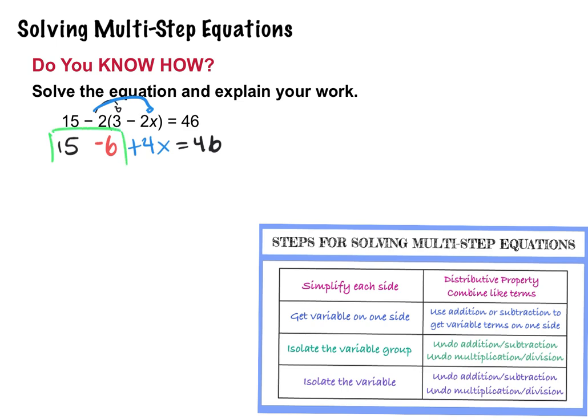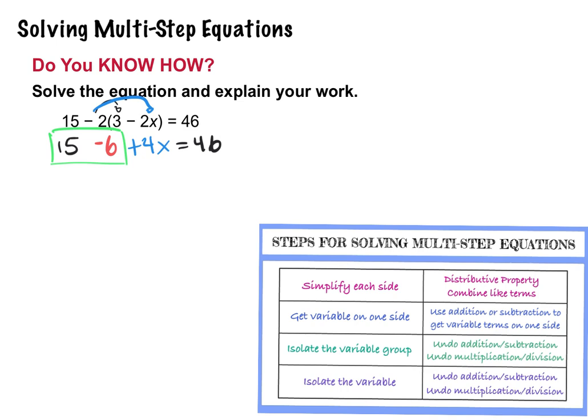So we have 15 minus 6 that we are going to combine. Notice that we are not going to combine the 46 because even though it is a number without a letter, it is on the opposite side of the equal sign. So we can't combine them. We can only combine like terms that are on the same side. They're part of the same expression.